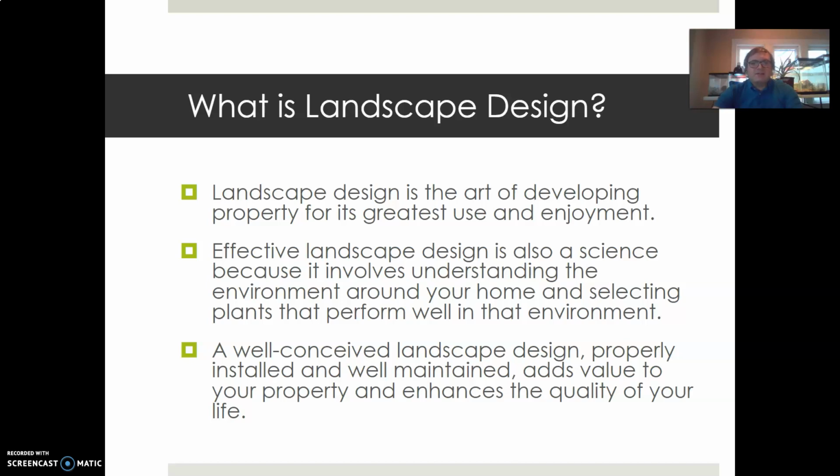Effective landscape design is also a science because it involves understanding the environment around your home and selecting plants that perform well in that environment. So sometimes you're going to plant things to try and counteract effects from the environment, but you also have to consider what's going to survive long term around your home and what's going to potentially disrupt structures around your house. You have to think these things through. A well-conceived landscape design, properly installed and well-maintained, adds value to your property and enhances the quality of your life. So again, we talk about landscaping also being something that is enjoyable for people.